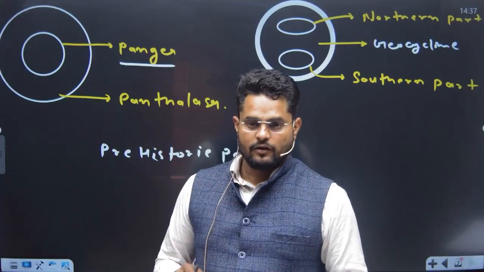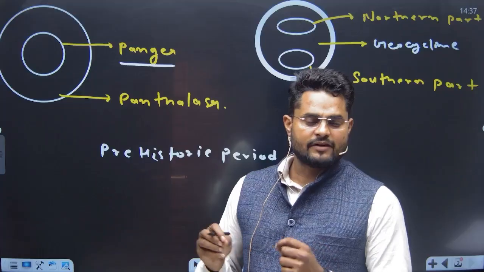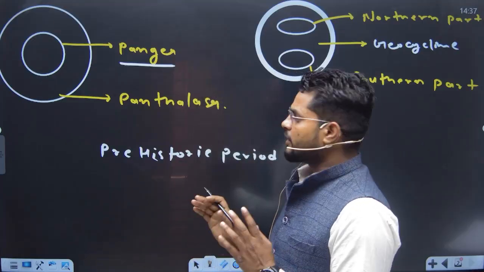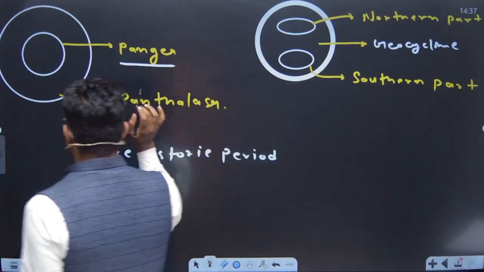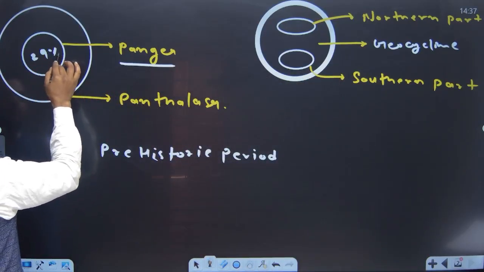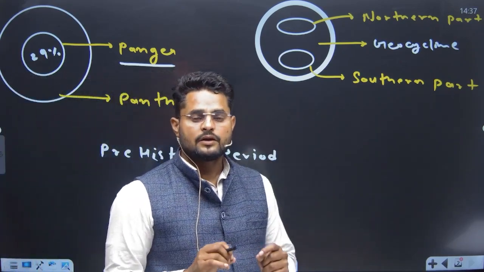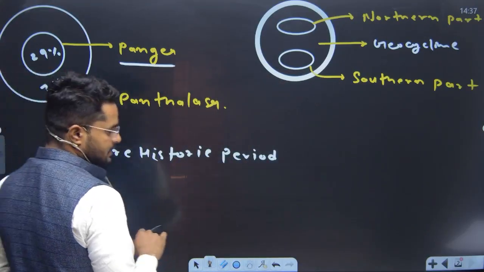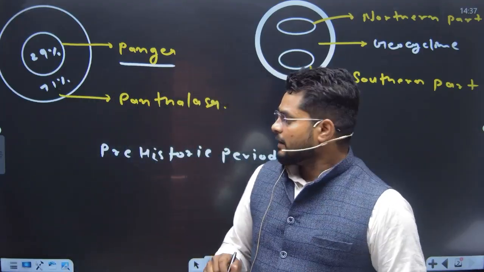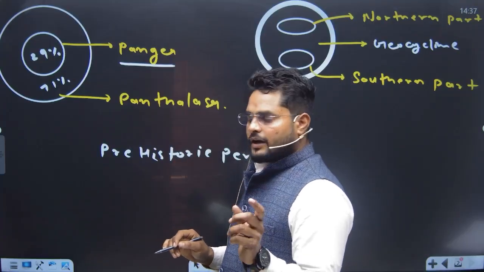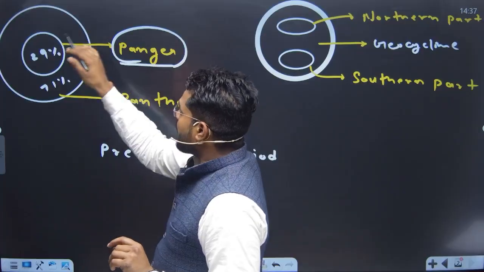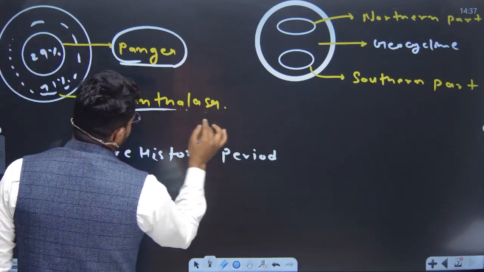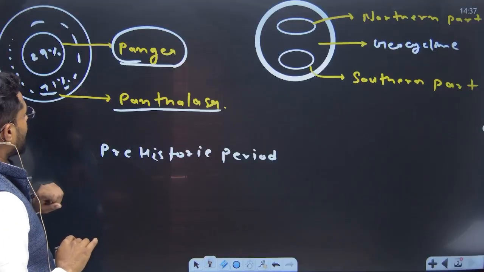According to Alfred, we know that our earth is divided into 7 different continents, but in the prehistoric era there was not any continent, only a supercontinent known as Pangea. We know that 29% of the earth is land and 71% of the earth is ocean. According to Wegener, there was only one continent known as Pangea, and around it there was an ocean known as Panthalassa.